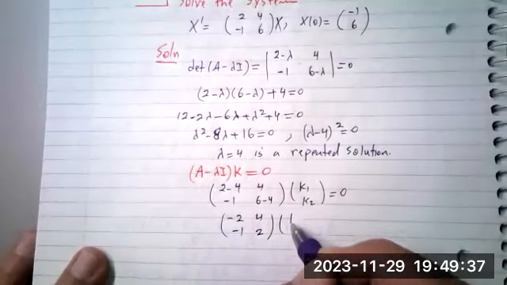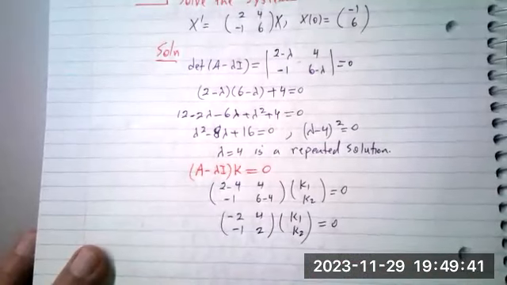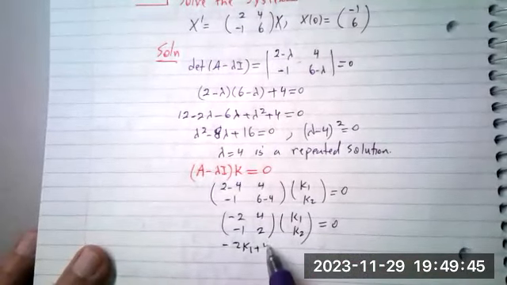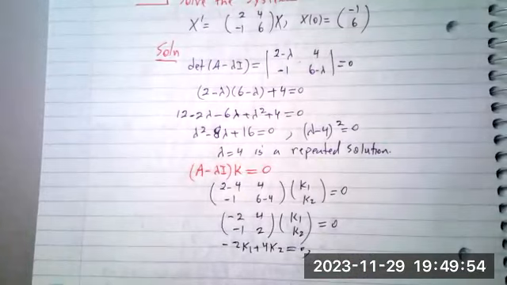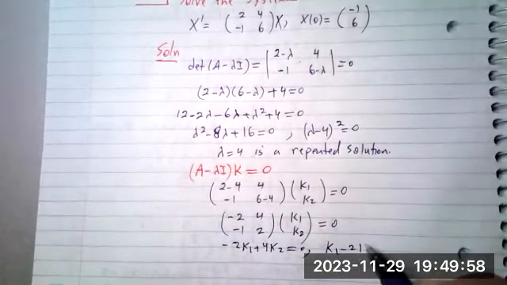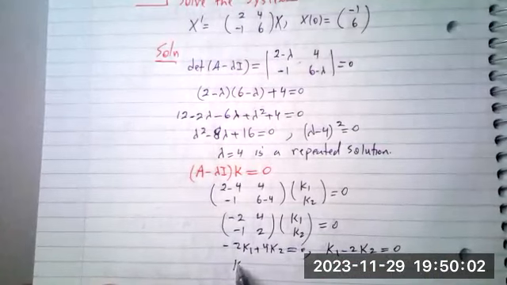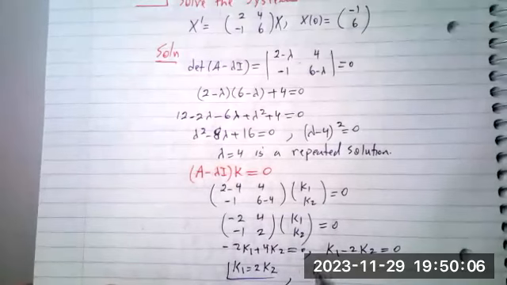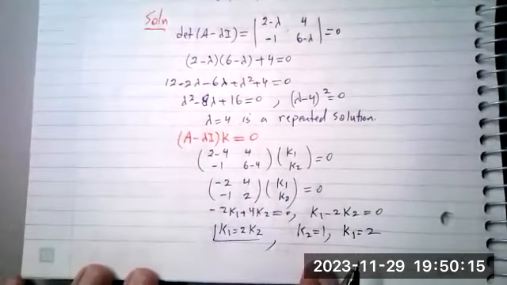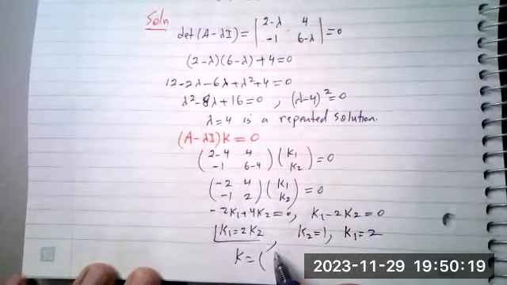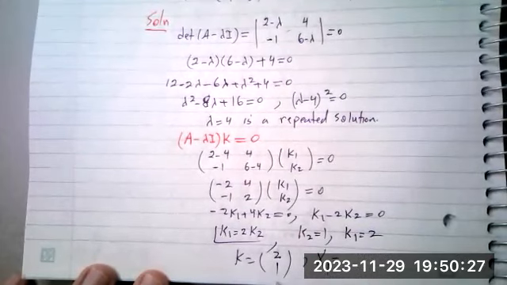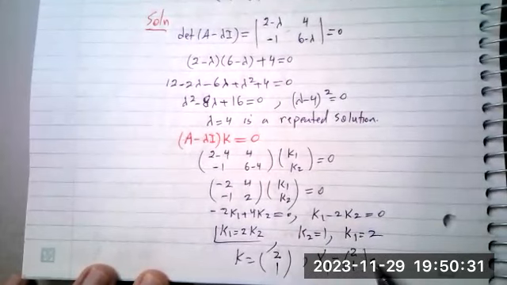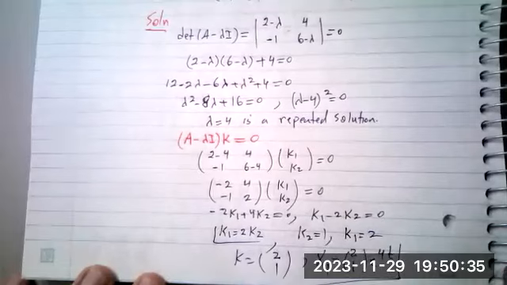As you can see, all the rows are the same. Let's use one of them: negative 2K1 plus 4K2 equal to 0. We can divide by negative 2, so that gives K1 minus 2K2 equal to 0. So you have a relationship K1 equal to 2K2. You fix K2 equal to 1, and K1 would be equal to 2. So your vector is going to be 2, 1, and you arrive at your first solution. X1 is going to be 2, 1 times e to the 4t. That is the first solution.